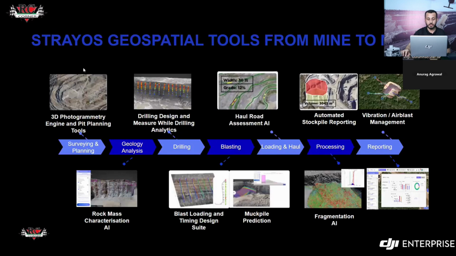So talking about Strayos, what it can do is give you surveying and mapping. You can plan surveys and do the planning using 3D photogrammetry completely through AI. You can also do geological analysis, rock mass AI characterization of different joints, and you can design the drilling, design the blast, and do the post-blast analysis. And you can also handle loading and haul roads. Everything is AI. Just select an option, put it on the Strayos platform, and it will do everything for you on a cloud basis. The processing time is very fast. It will save you a lot of time.